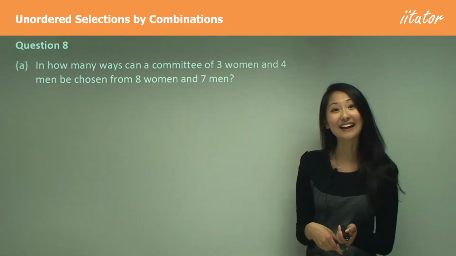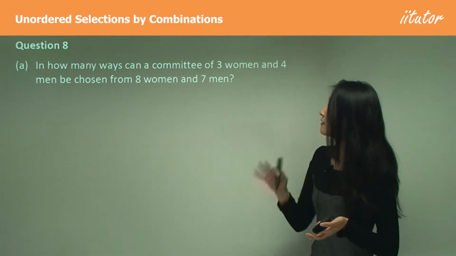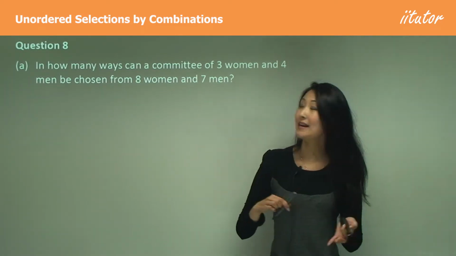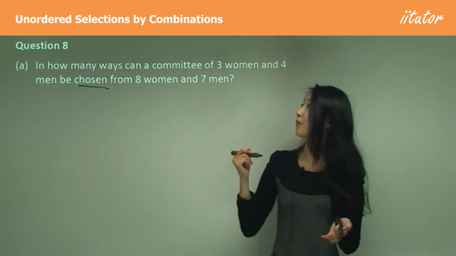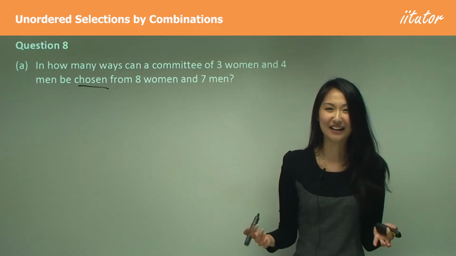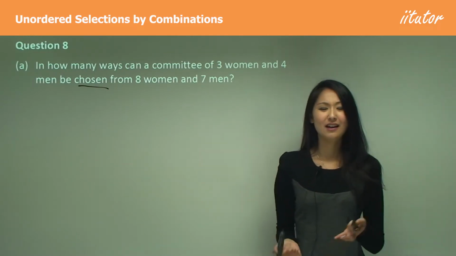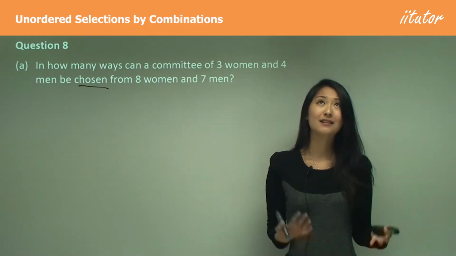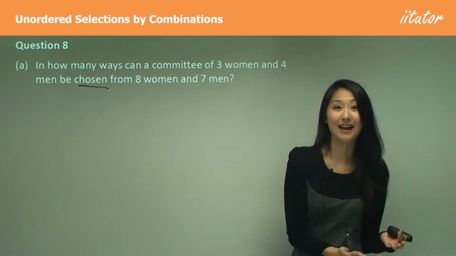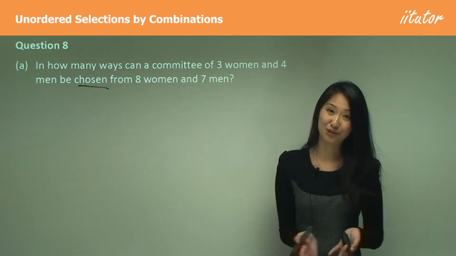So in question 8 here, we want to find out how many ways a committee of 3 women and 4 men can be chosen from 8 women and 7 men. Chosen should also just immediately say to you it's going to be combinations, but always check. Have a think about it. If I'm choosing a committee of people, does it really matter whose name I say first and whose name I say third? It doesn't at all, does it? Because you're choosing a group of people.